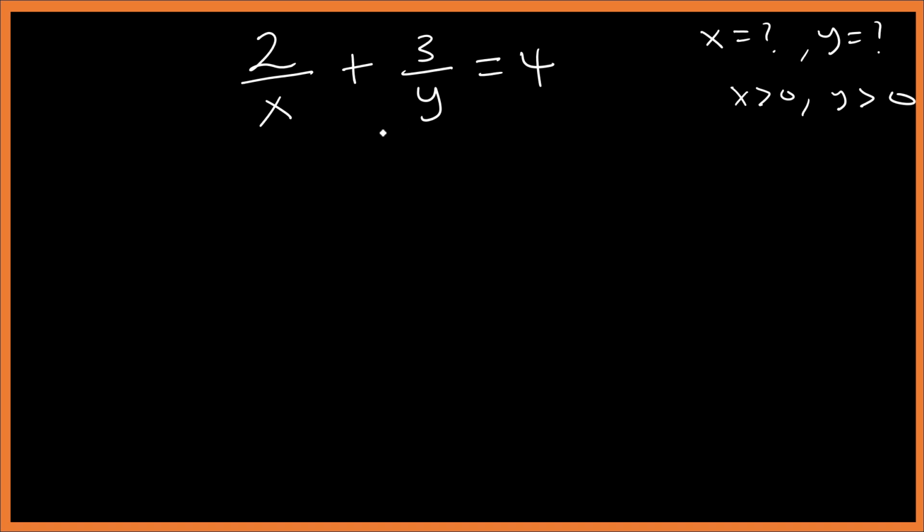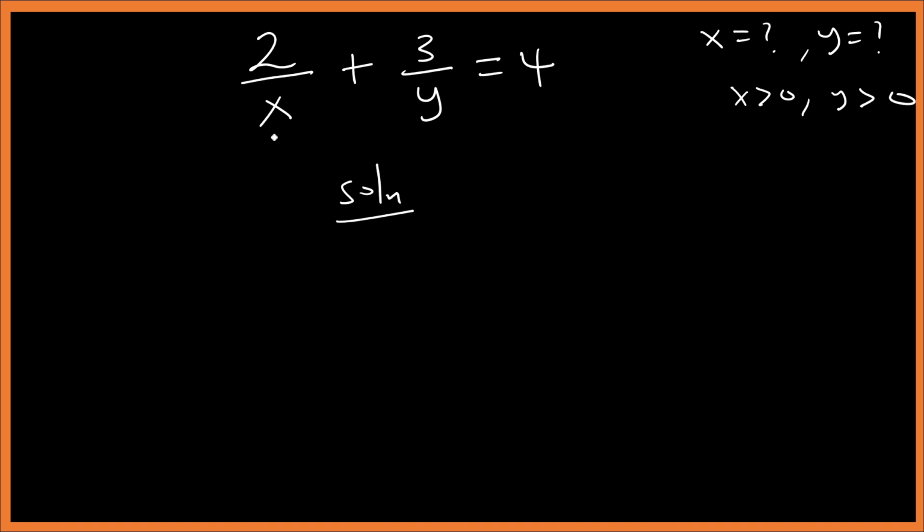Okay, so let's look at this equation. We have 2 on x plus 3 on y equals 4 with the following conditions. We have to solve for x and y. Now let's get started. Solution.